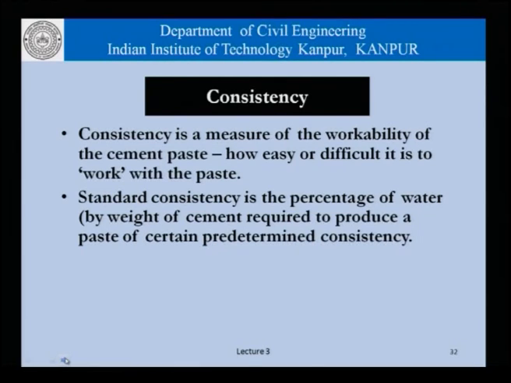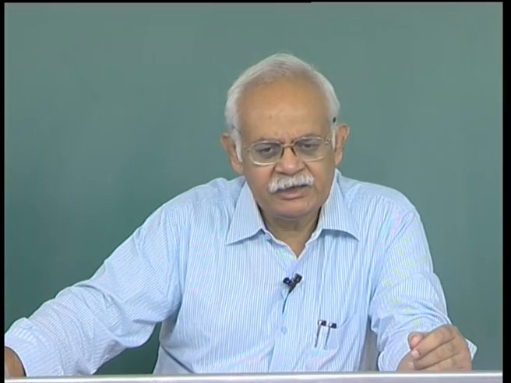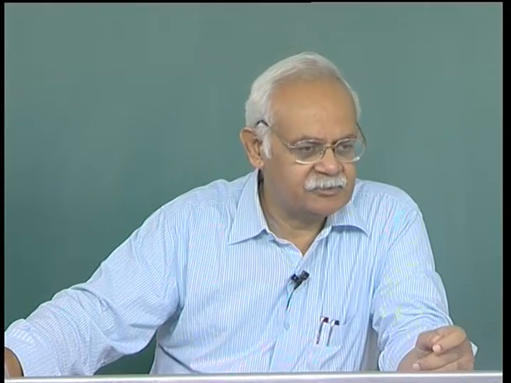There is a term standard consistency, and that refers to the percentage of water by weight of cement required to produce a paste of a certain predetermined consistency. So, if we have a predetermined consistency and a method to determine it, then we can say that there can be different cements, and therefore, for different cements, what is the amount of water that is required to produce a cement paste of that particular consistency? And that can actually be different.